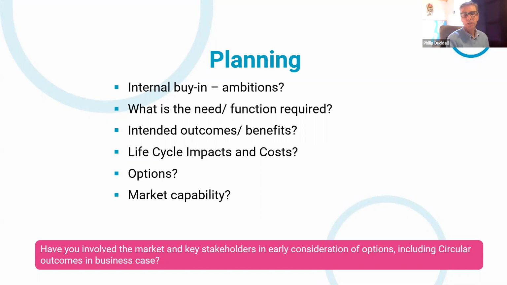What options are there? There are various options. They relate to business models potentially, which we'll be touching on. And also, of course, we need to understand market capability and capacity. Do we know the maturity of the market regarding circular approaches? Have we engaged with the market? Do we need to engage further with the market to understand what the art of the possible is, or to provide a clear message to the market that this is an approach that we are supportive of, we're interested in, and we need them to support?